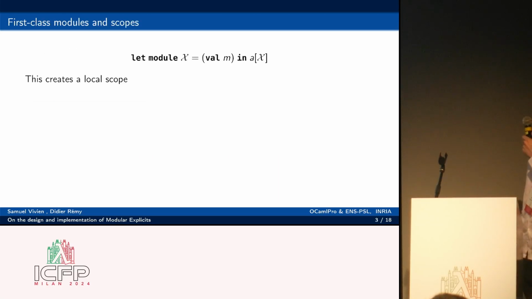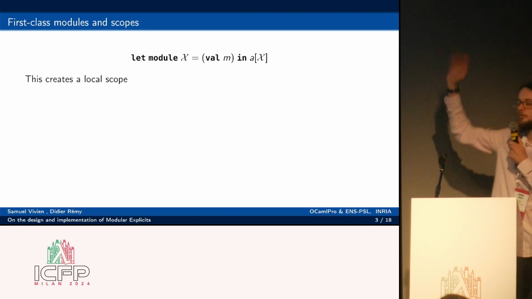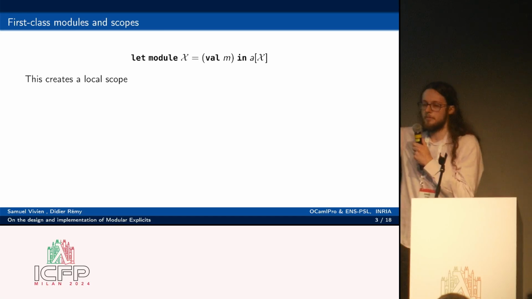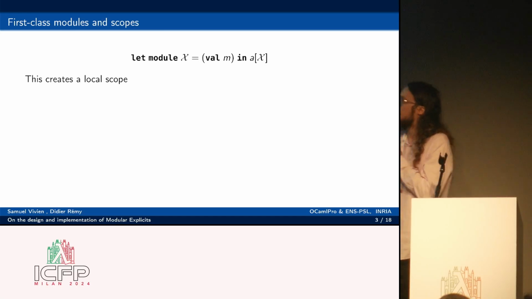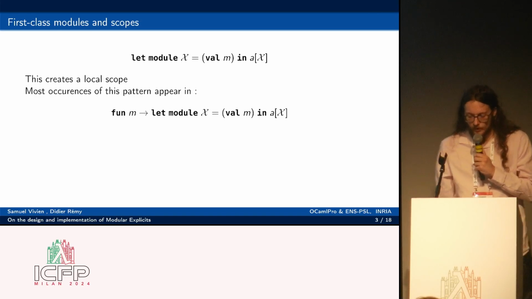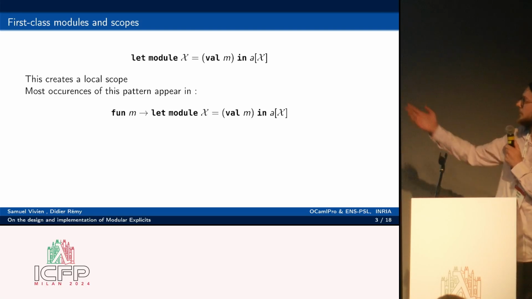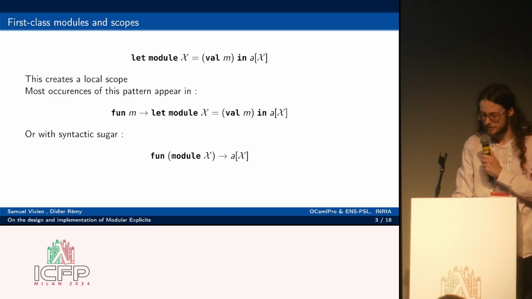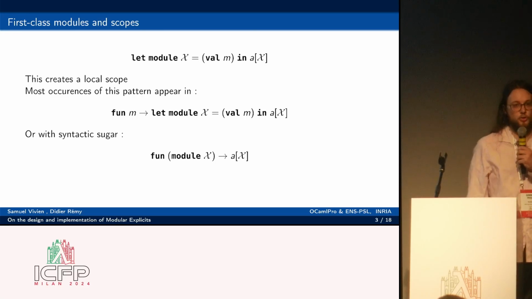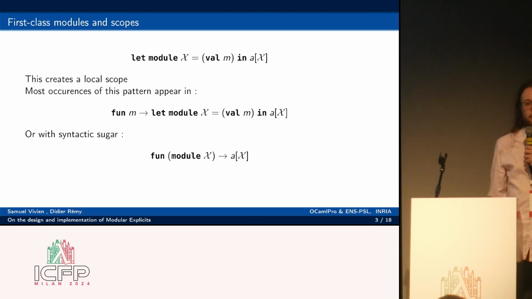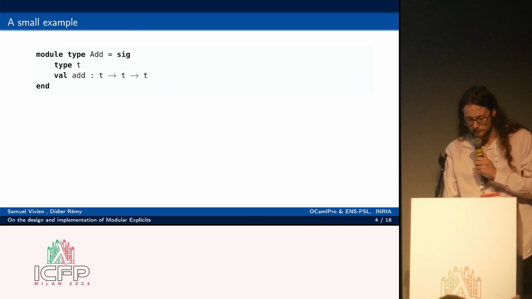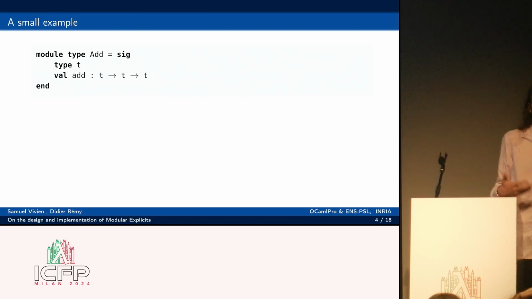A general use case of first-class module is doing a let module to unpack the module locally, and this creates a scope. This happens a lot when you're having a function that take a first-class module as argument, and you might not be used to the syntax, but rather the one with syntactic sugar, where you unpack directly the first-class module as argument. However, there is some limitation with the syntax.